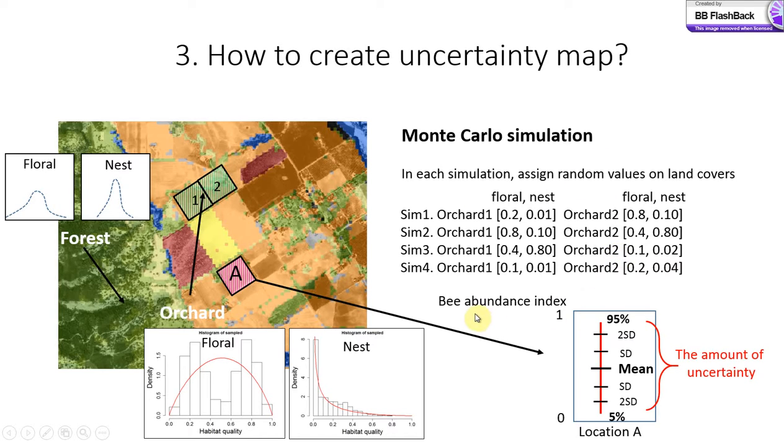Then we can quantify the bee abundance index from the model. Then we can calculate the mean. What is the mean value from those different numbers of simulations? And then we can also calculate the standard deviation, and we can also point out where the 5th percentile or 95th percentile is, and then we can say this range indicates the amount of uncertainty. Then the range is the amount of uncertainty that can be compared spatially.